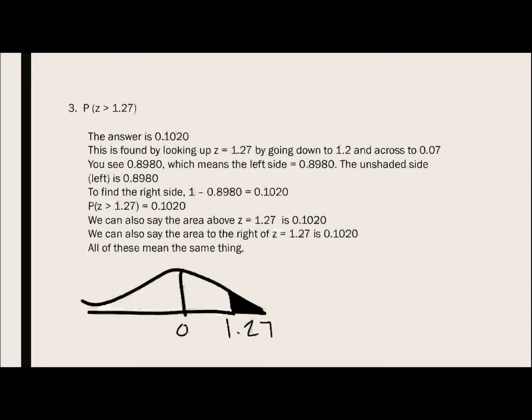To find the right side, 1 minus 0.8980 equals 0.1020. We subtract that from 1 because the whole thing is 1. The table gives you the left side, but the question wanted the right side. So the probability z is greater is 0.1020. We can also say the area above. We can also say the area to the right. All of those mean the same thing.